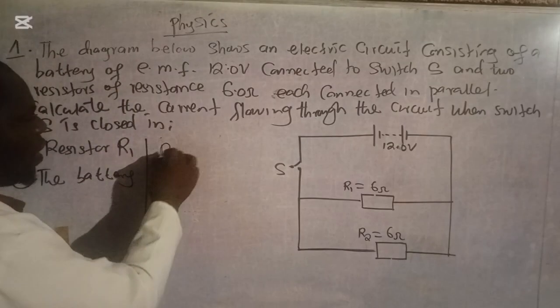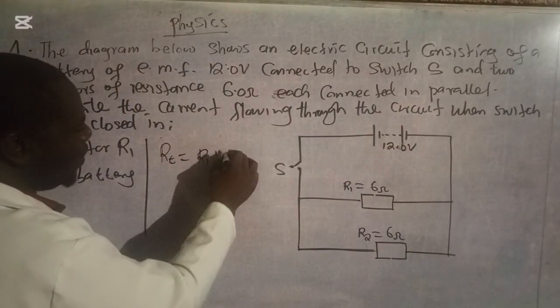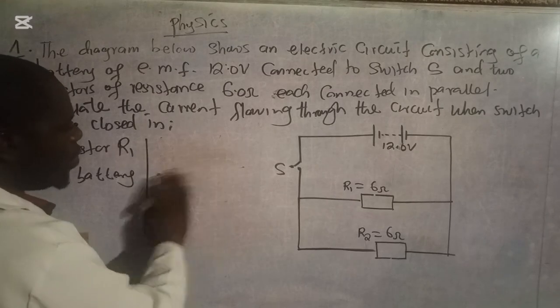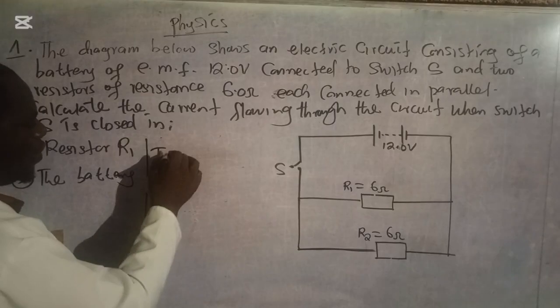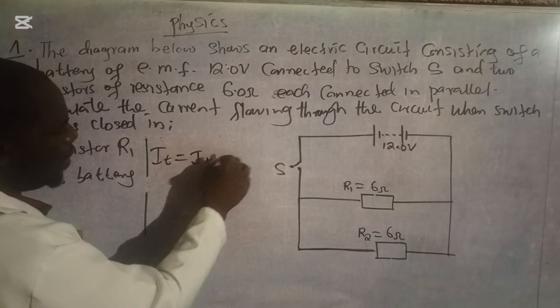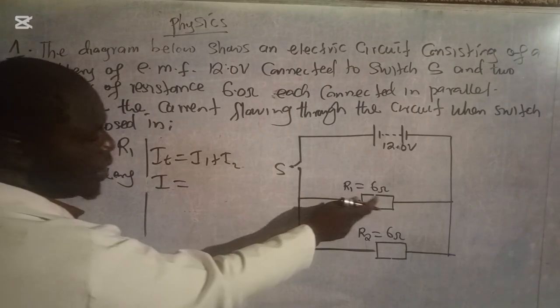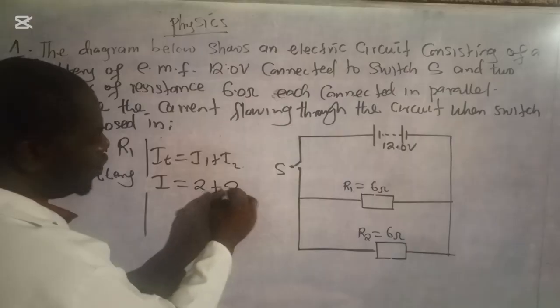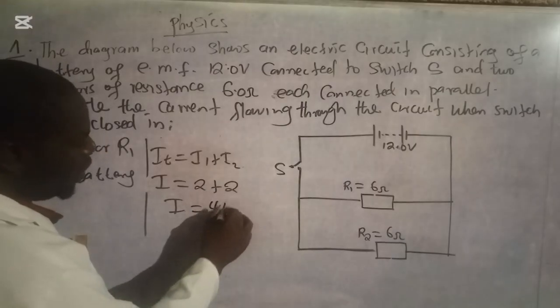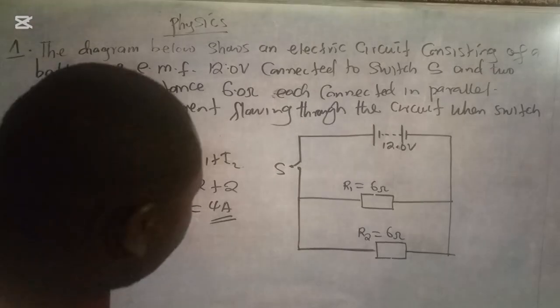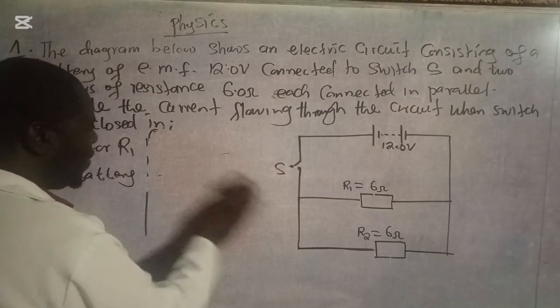So total current is equal to current 1 plus current 2. What's our current 1 here? 2 amps. So 2 plus 2. So our total current is 4 amps. This will be our total current, the answer for part B. But if you want, again, you can use the formula for this part B.